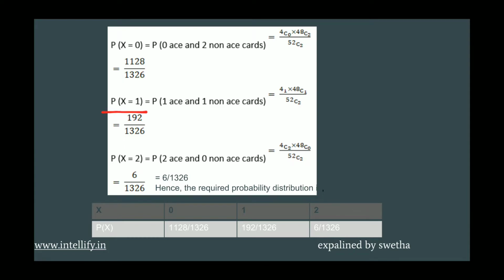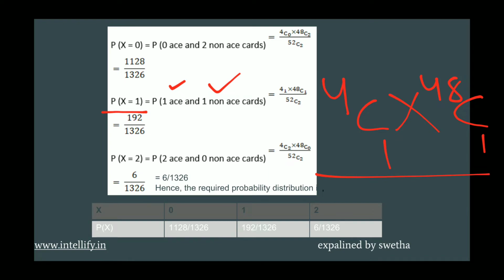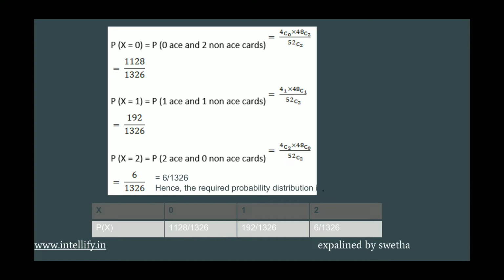Probability distribution when X equals 1 means 1 ace and 1 non-ace card. So among the 4 ace cards I have selected 1, and from the remaining 48 cards I have selected the other one, divided by the total 52C2, from the total 52 cards I have selected 2 cards. So that equals 192 divided by 1326.